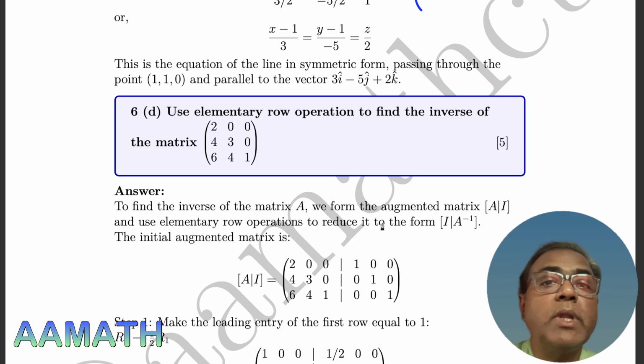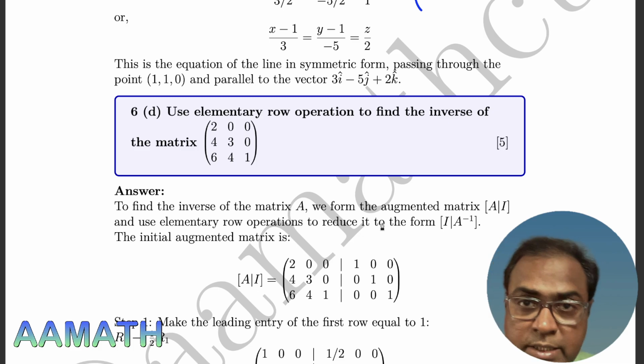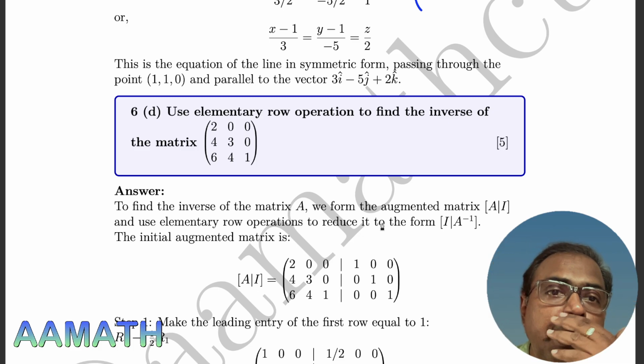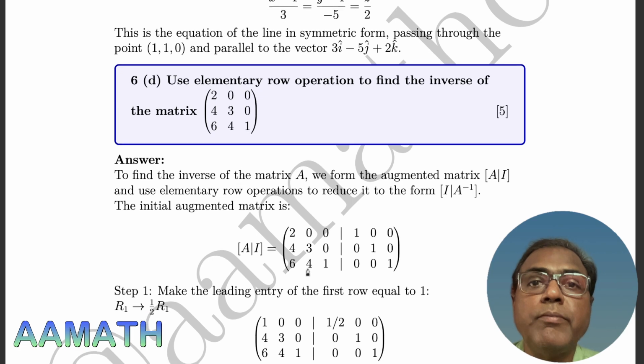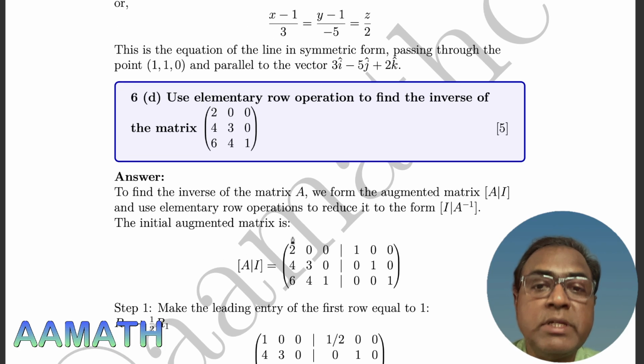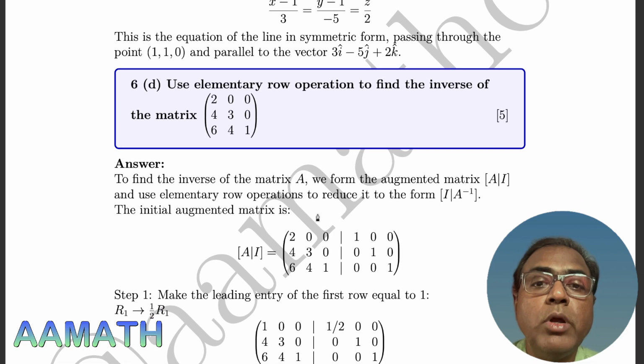Next question, use elementary row operations to find the inverse of the matrix. This is the A matrix, the given matrix, and this I is the identity matrix of order 3. Now to find the inverse, this augmented matrix A I we reduce to this I A inverse. So the left hand side equals the identity matrix.